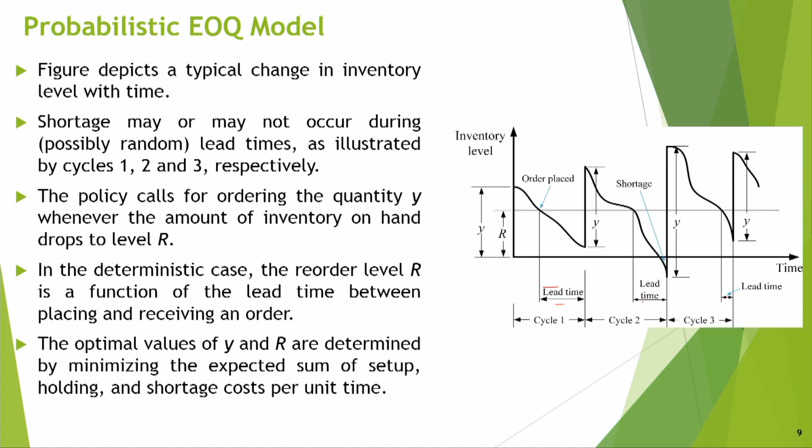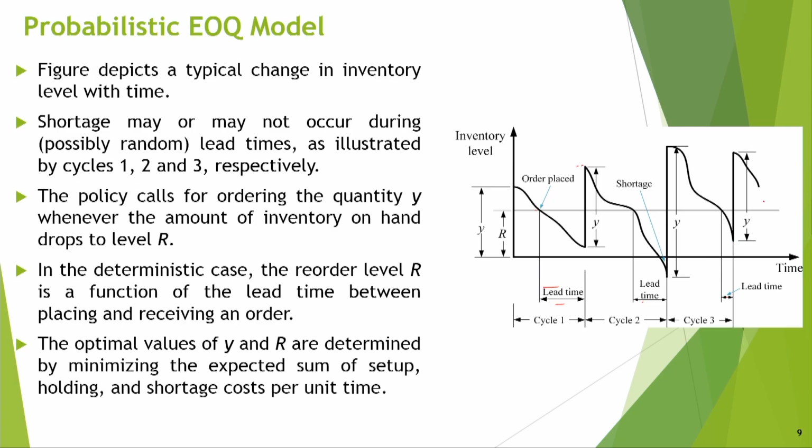The policy calls for ordering a quantity Y when the amount of inventory on hand drops to level R. As soon as your quantity becomes R, you order quantity Y. Like here, the quantity became R, and immediately I ordered quantity Y, but it came after some lead time. In the meantime some consumption was done, and then the inventory suddenly jumped by Y. Here there is no shortage, but here there was already some shortage before you got quantity Y, and here also it happened like that.